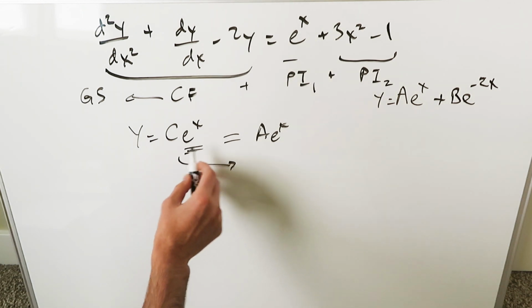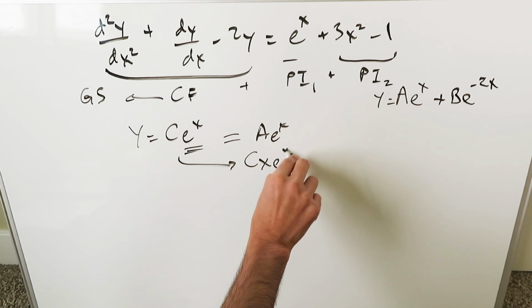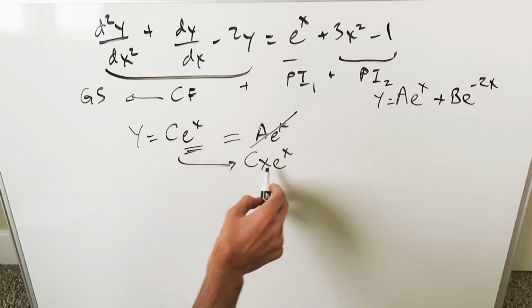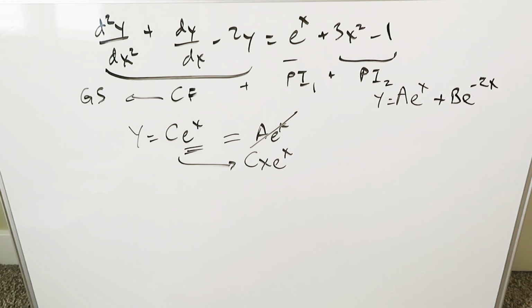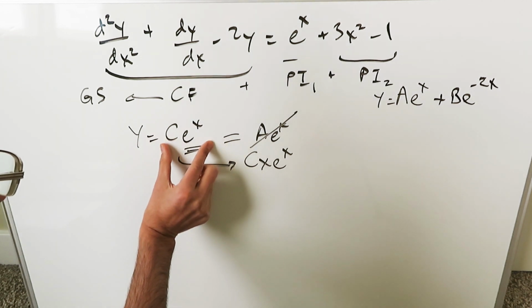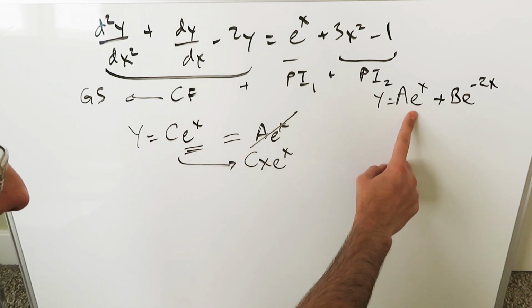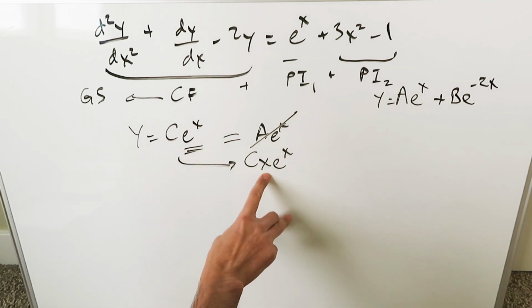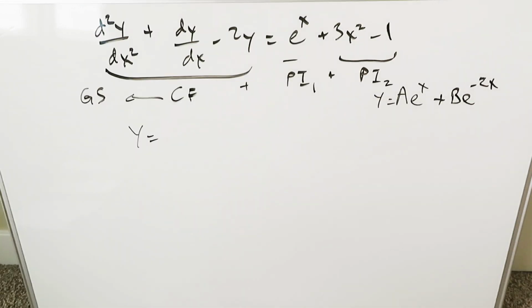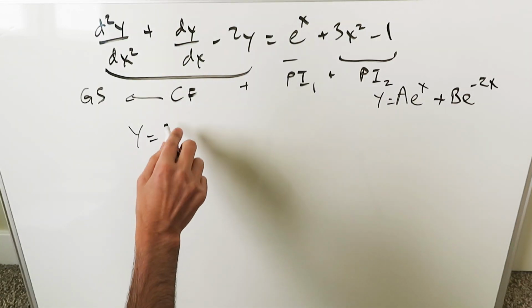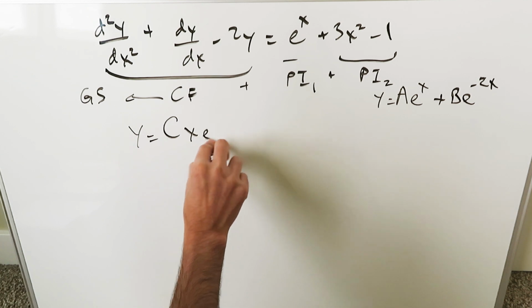Your modification will be c x e exponent x. You will not use the original template, but you will use this, and then you will run that through your derivative techniques and your particular integral determination. Again, when your template mirrors something you have in the complementary function, you must make this modification, bring in an x, and that is what we will do. I know now my template will be c, a constant, x e exponent x.